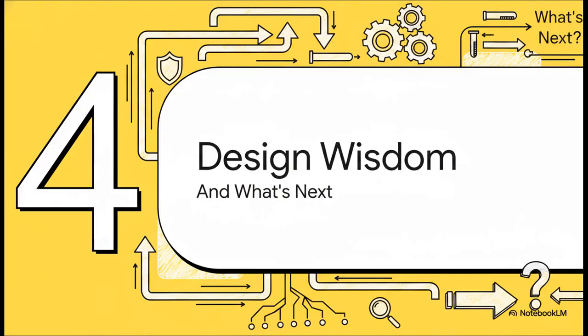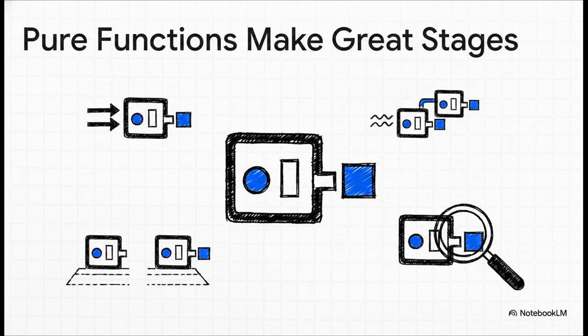Okay, let's wrap this all up with a little design wisdom that'll help make your pipelines really robust and safe, and then we'll take a quick peek at what comes next. Here's a huge piece of advice. Try to design your stages as pure functions. That just means they don't have weird side effects. Given the same input, they always produce the same output.